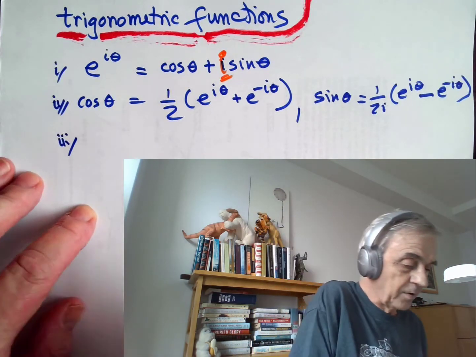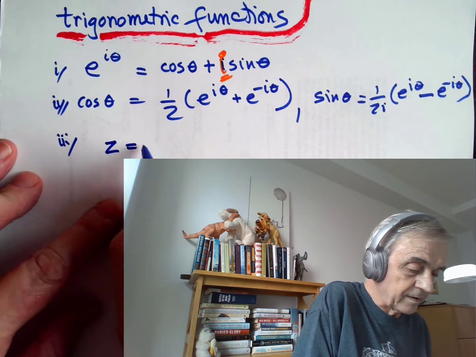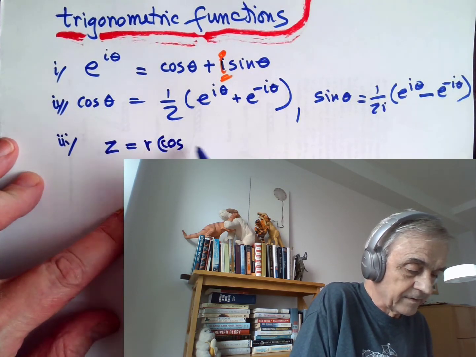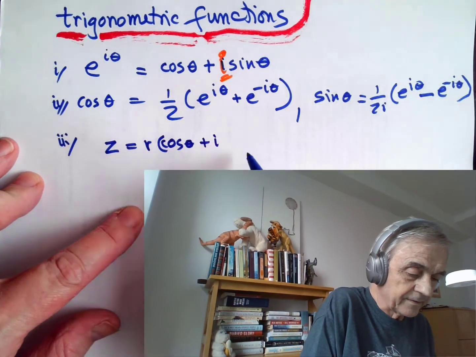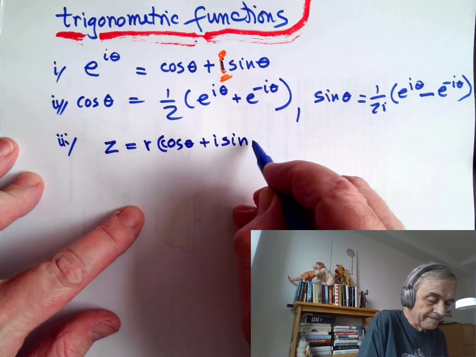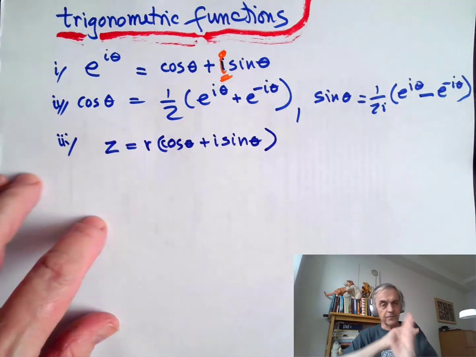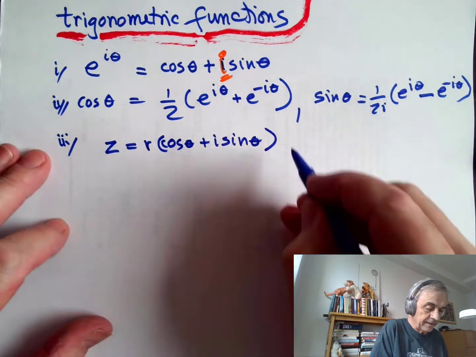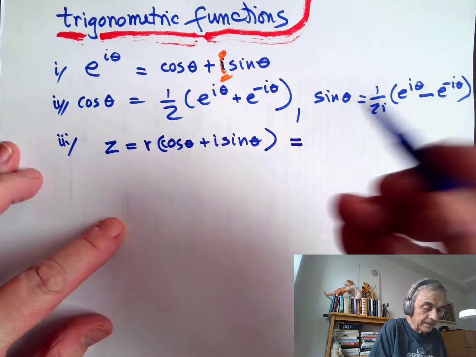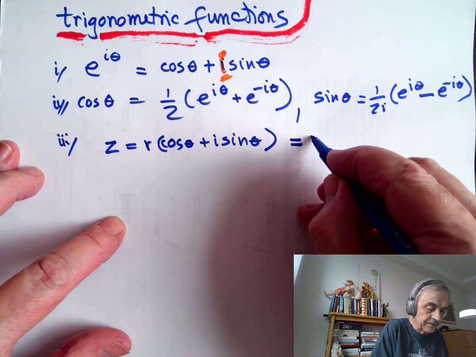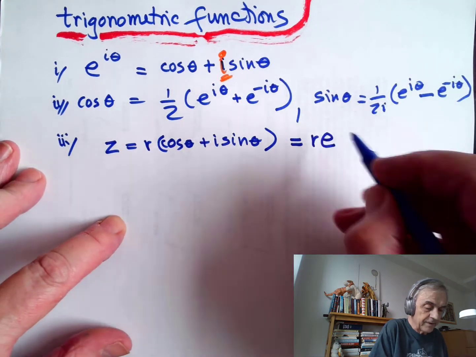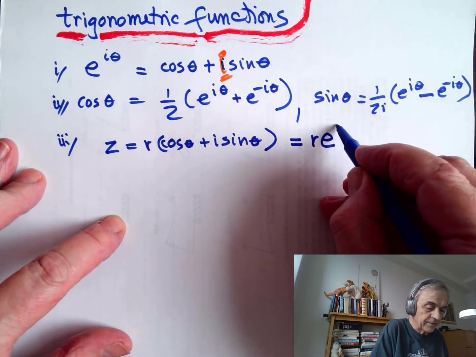Our complex number, which is r cosine theta plus i sine theta, from real and imaginary representation in a two-dimensional plane, has a compact representation which is r, a positive number, the modulus, times e to the i theta.